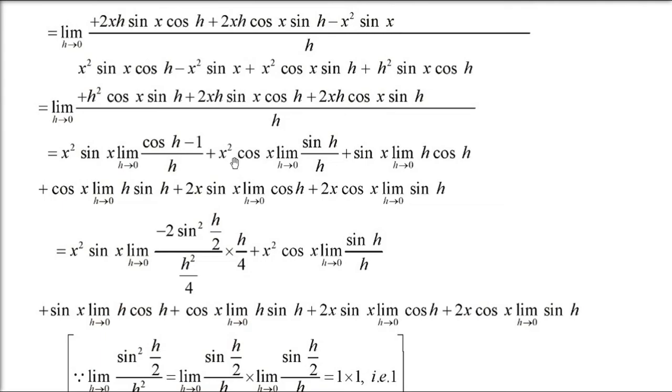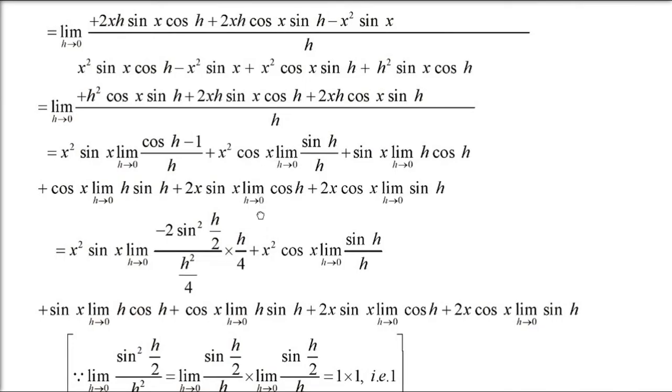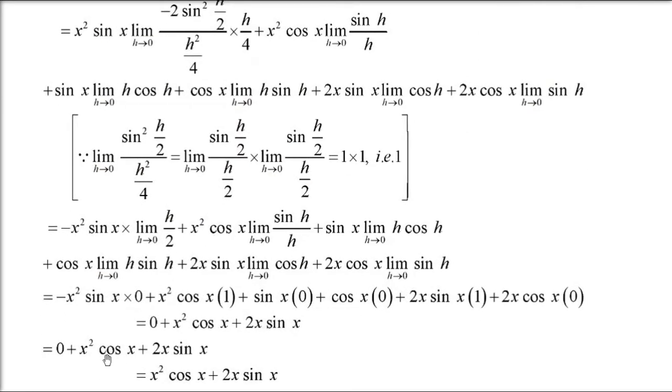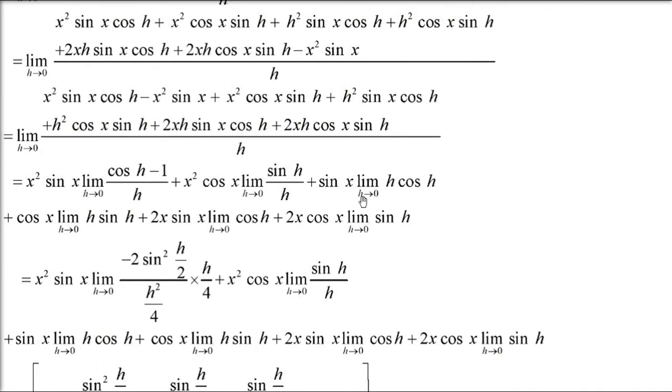Now the second term is x square cos x sin h. And you have an h in the denominator. So x square cos x you can take separately. And this is sin h by h. So it's going to be 1. So now you have x square cos x. So this is x square cos x. Now coming to the next term.